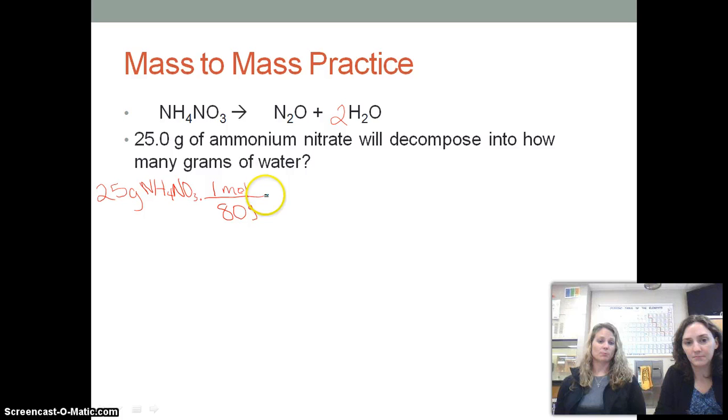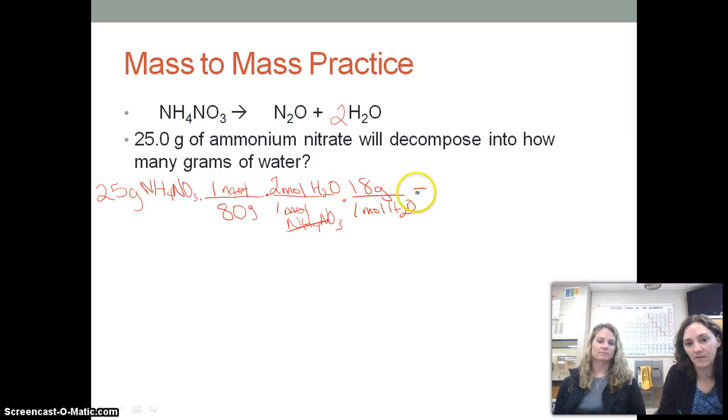Then you can keep going and put in next the mole ratio. Now we want to get rid of ammonium nitrate, so that mole coefficient is going to have to go on the bottom. And we want to find water, so the 2 moles of water is going to go on the top. Then we're going to multiply by the molar mass of water, which is 18 grams per 1 mole of water.